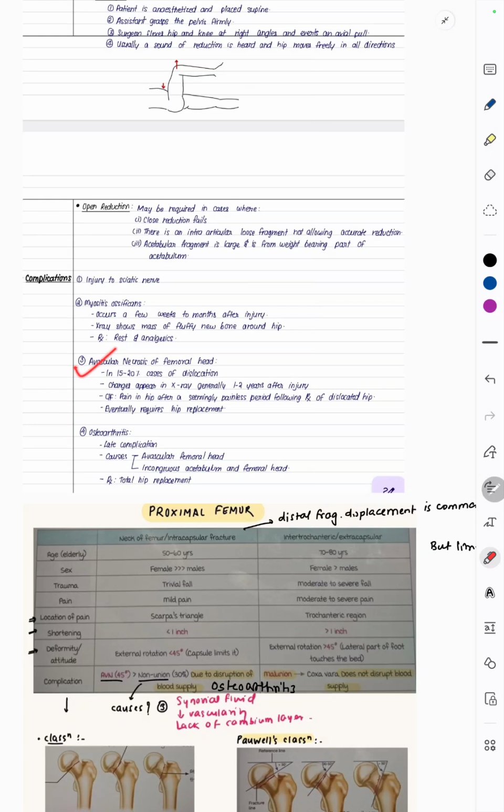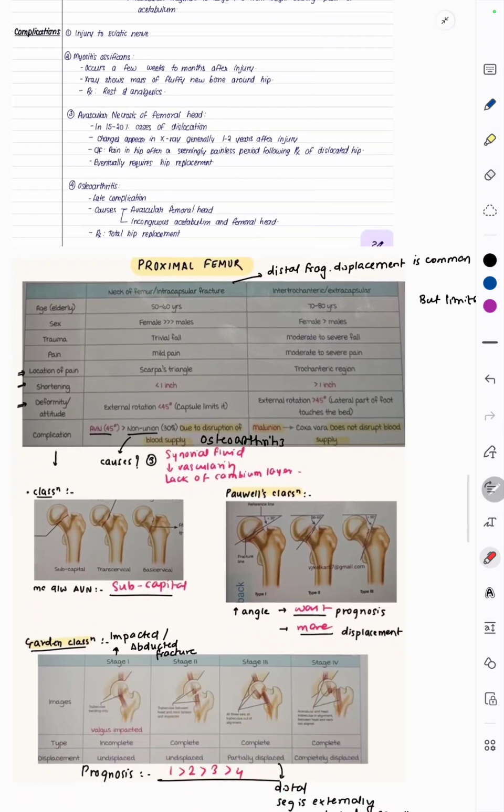Avascular necrosis of the femoral head is the most common complication, and generally the features are seen 1 to 2 years after the injury. Clinical features are pain in the hip after a seemingly painless period of about a year. Then osteoarthritis is the latest complication. It is because of the avascular necrosis of the femoral head. For that, total hip replacement is done.